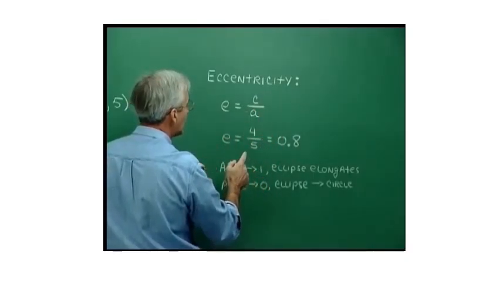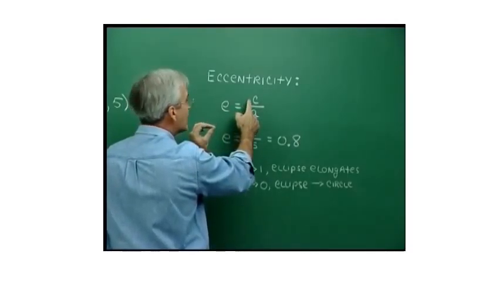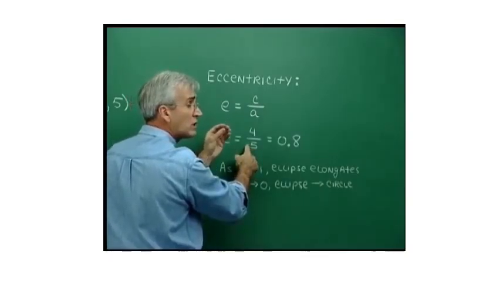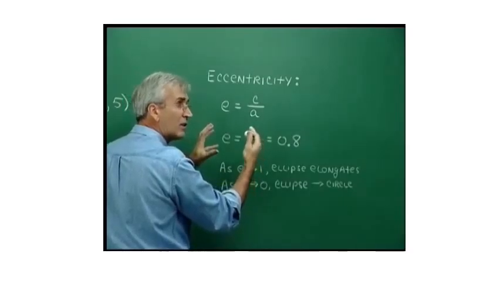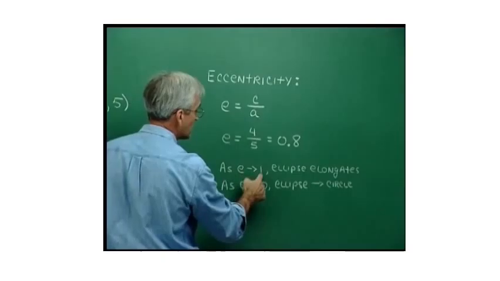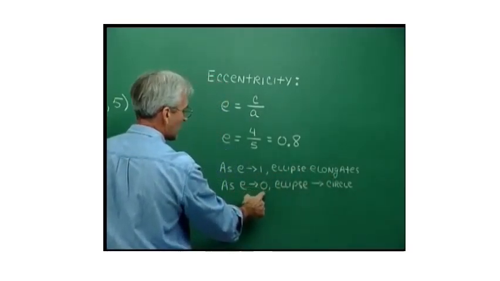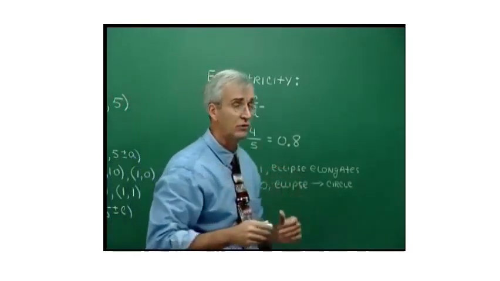On the other hand, as C becomes smaller and smaller, this fraction would become smaller and smaller, approaching 0, and the elongation would be less and less, and the roundness would be greater and greater. So it's the idea that as E approaches 1, the ellipse tends to elongate, and as E approaches 0, the ellipse tends to approach the shape of a circle.